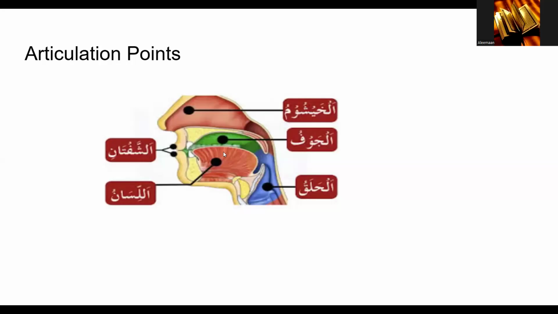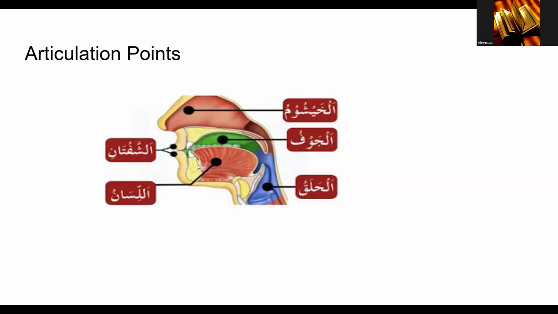So what they are, Jim, Sheen, and Ya, they are coming from the mid of the tongue, wasatul lisan. These letters have an exact place from where they are coming outside. Muhaqqaq, fixed. So these five articulation points are divided into two categories. One is muhaqqaq. It means the letter has a fixed place.